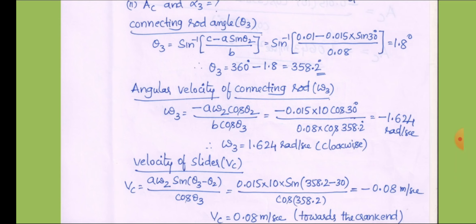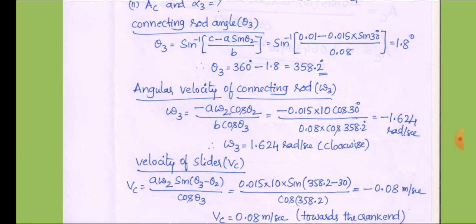It is angular velocity, therefore units are radians per second, not meters per second. If it is linear velocity or simply velocity, then you can write meters per second. Now this is angular velocity of connecting rod, therefore units are radians per second. Then further you write down omega 3 is equal to 1.624 radians per second, only figure, and in the bracket you write down as clockwise because its value is negative. According to our sign convention, clockwise is negative, anti-clockwise is positive. Next, find the velocity of slider. So that is linear velocity of the slider or simply velocity of the slider.